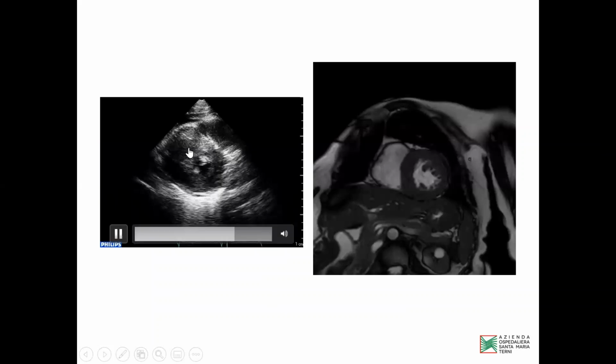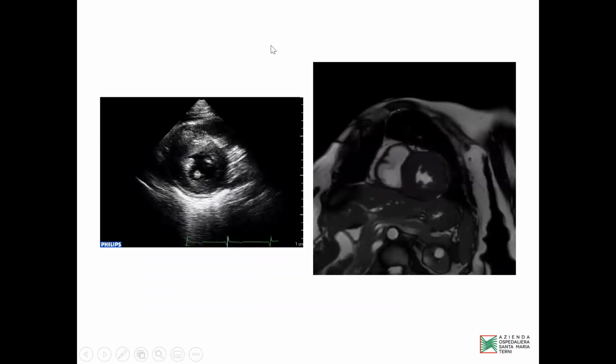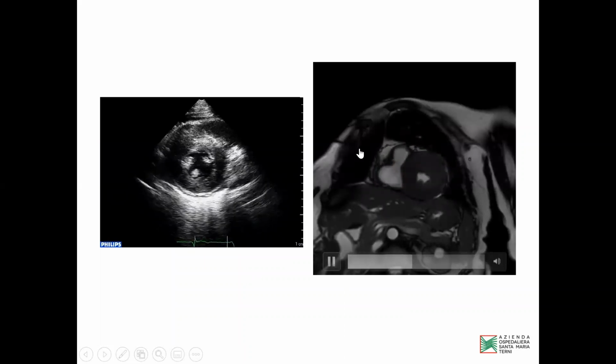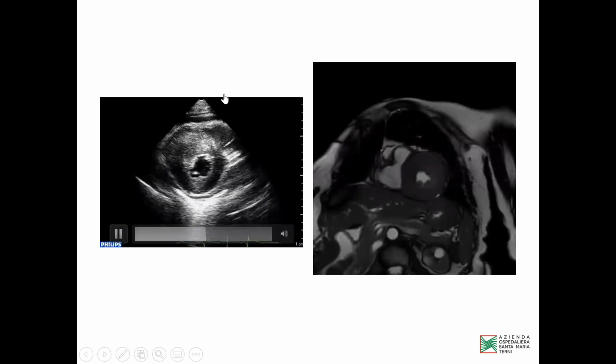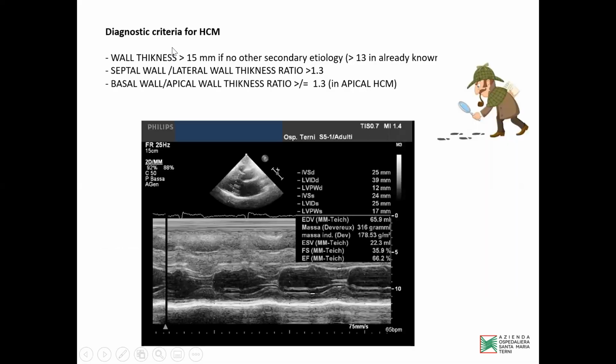Here we can see an echo, a transthoracic evaluation of hypertrophic cardiopathy, and the CMR representation of the same case. In this short axis view, we can get an idea about wall thickness, ventricular diameters, and systolic function. More accurate evaluation can be performed with the MR study, which highlights severe abnormal concentric hypertrophy that can lead to a hypertrophic cardiopathy diagnosis according to ESC criteria.